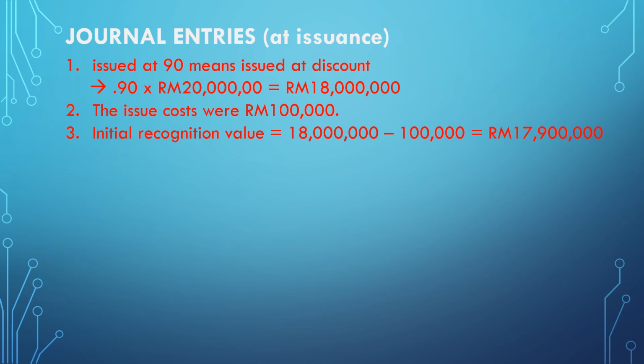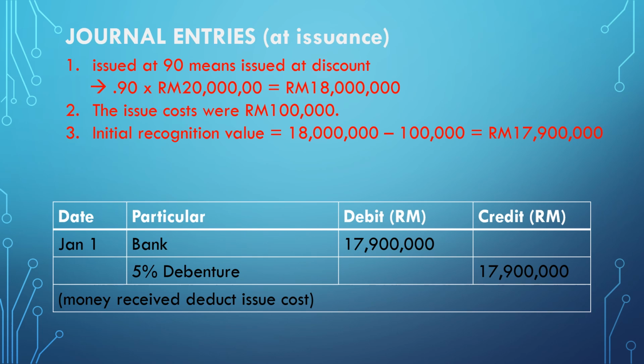So the initial recognition value is the issued value of 18 million deducted by the issue cost of 100,000. The initial recognition value that we need to record in our accounts is 17,900,000. So your journal entry would be debit bank account 17,900,000 and credit the 5% debenture account 17,900,000. That shows how much money was received from the issuance of the debenture.